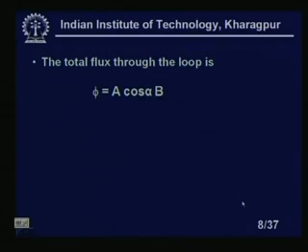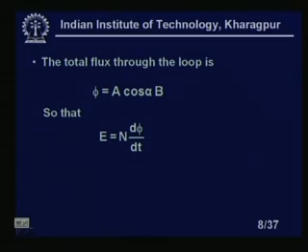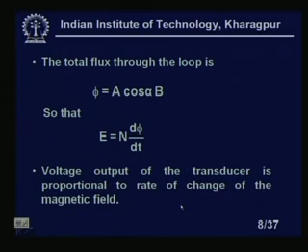The total flux through the loop of the coil is given by phi equal to A cos alpha into B. This is the total flux in the loop. So E equal to N d phi by dt, that means N multiplied by the derivative of phi with respect to time, with the angle cos alpha. So the voltage output of the transducer is proportional to the rate of change of magnetic field. As you rotate it at high speed, the rate of change of flux will be directly proportional to the output voltage.